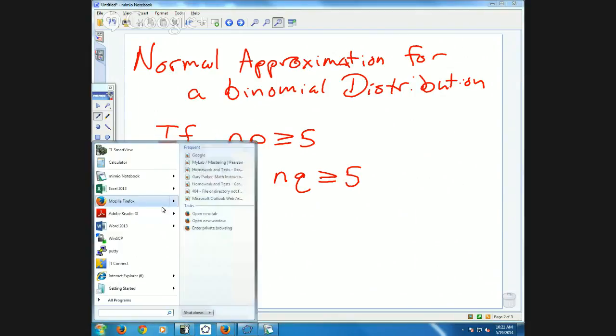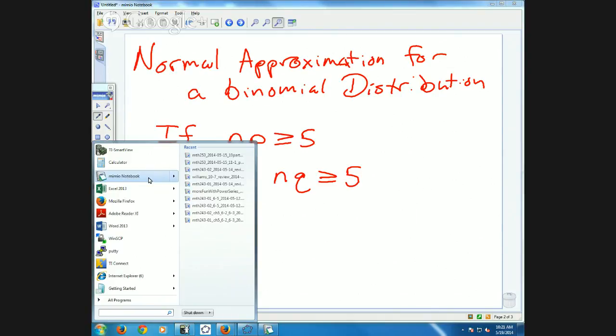So is that true for our case? Let me see. What's our np for this one? It was 10.5, right? So nq would be our 17 times q, and q is 1 minus 0.62, which is 0.38. What's 0.38 times 17? Which is greater than 5. So we are safe, and the picture looks good.